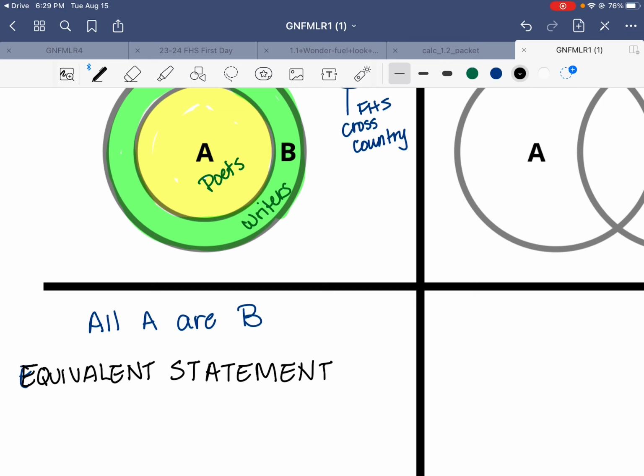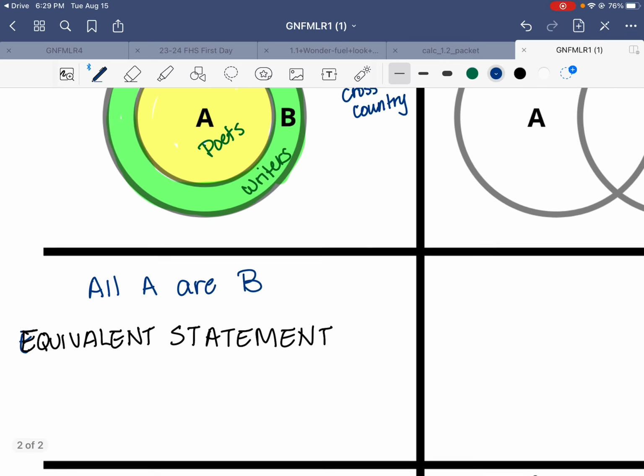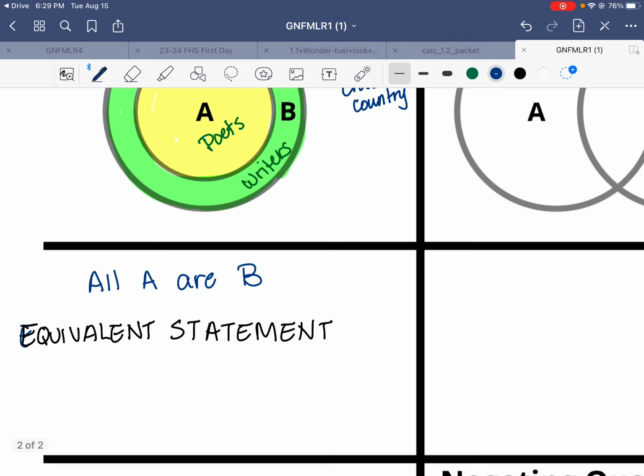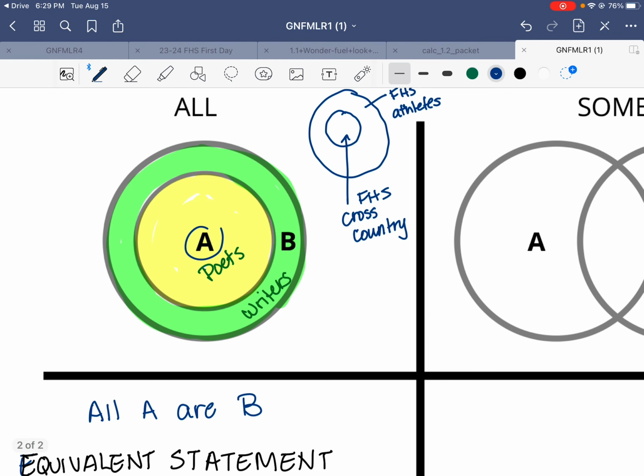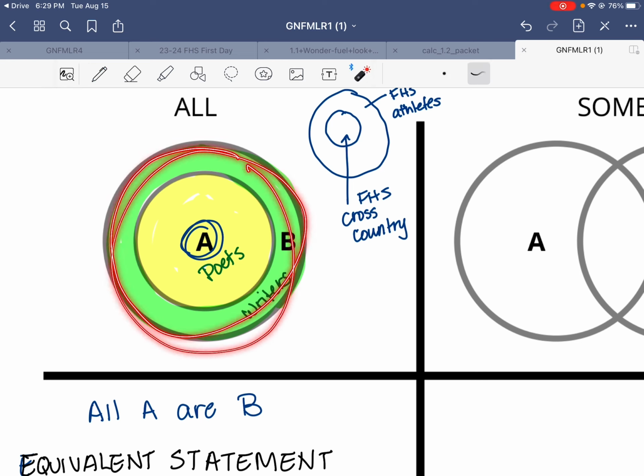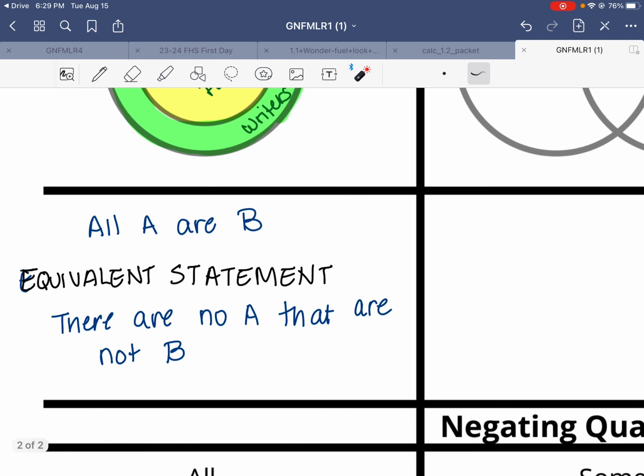Okay, so the equivalent statement of all A are B is this. There are no A that are not B. Meaning, I can't find a single one of these A members that's outside of the circle of B members. All of them are in there. So there are none of them that are not part of that. That's what we mean by that equivalent statement.